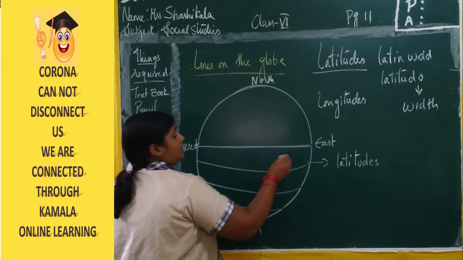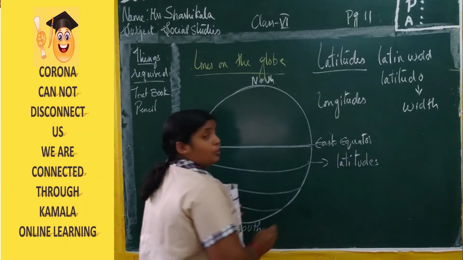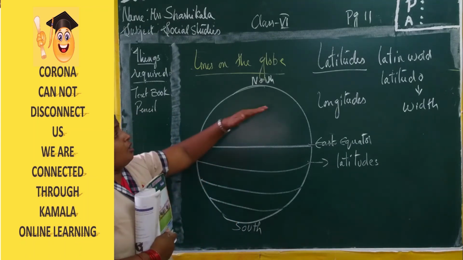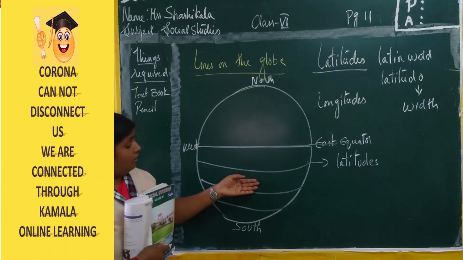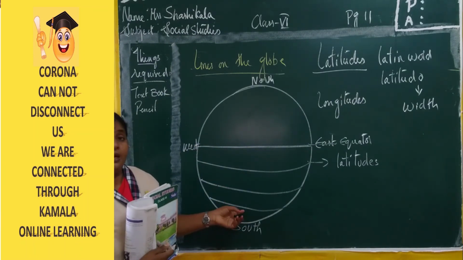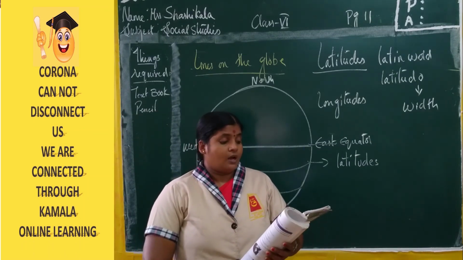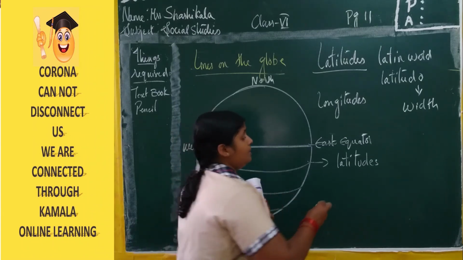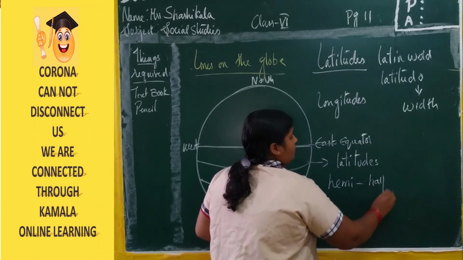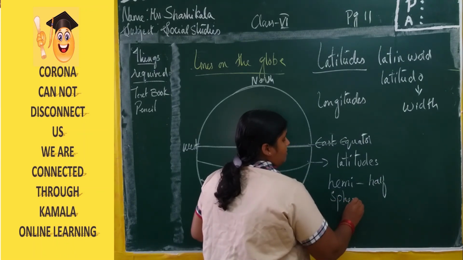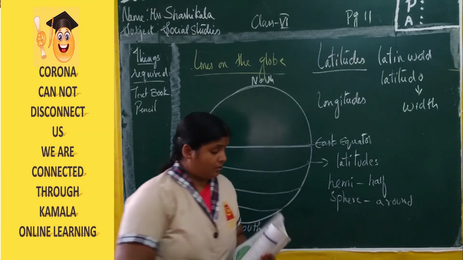Now the longest of these lines is called the equator. The longest line is the equator. This line is dividing the globe into two equal halves. The upper half is known as the northern hemisphere, and the lower one is known as the southern hemisphere. It divides the globe into two equal halves called hemispheres. Hemi means half, and sphere is round in shape, a half of the round.